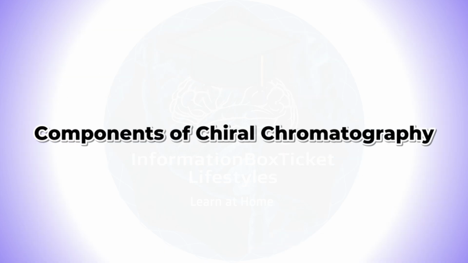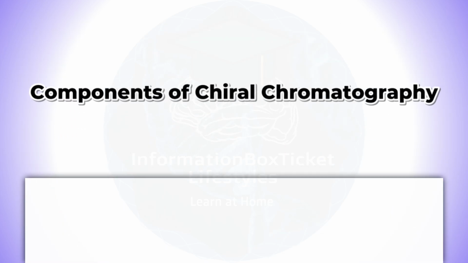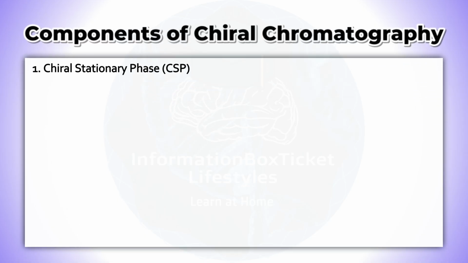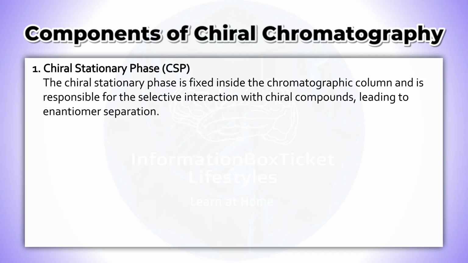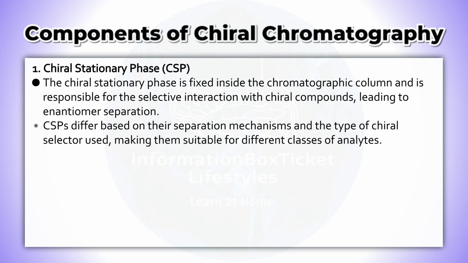Components of chiral chromatography. 1. Chiral stationary phase, CSP. The chiral stationary phase is fixed inside the chromatographic column and is responsible for the selective interaction with chiral compounds, leading to enantiomer separation. CSPs differ based on their separation mechanisms and the type of chiral selector used, making them suitable for different classes of analytes.